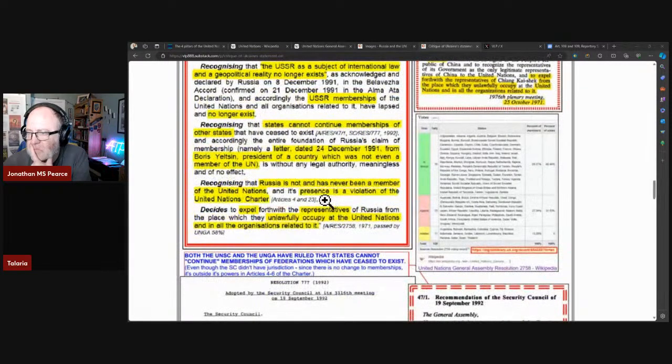So this is the resolution, recognizing that Russia is not and never has been a member of the United Nations, and its presence is a violation of the United Nations Charter, because the United Nations can't have countries voting that are not members decide to expel the representatives from the place that they unlawfully occupy in the United Nations and in all organizations related to it.